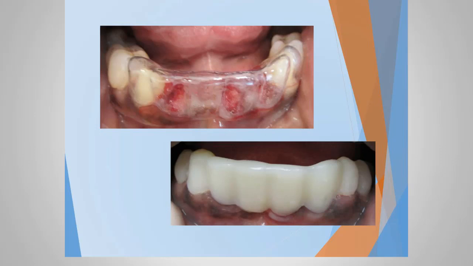Once these extraction sites were packed with cotton pellets, on top I placed a thin layer of Vaseline so those cotton pellets wouldn't stick to the bottom of the temporary I'm going to be fabricating. Then we loaded the matrix with the temp material and placed it on top of my preps and made this temporary. Again, this temporary doesn't have a lot of definition to it, but it is strong, it will be durable.